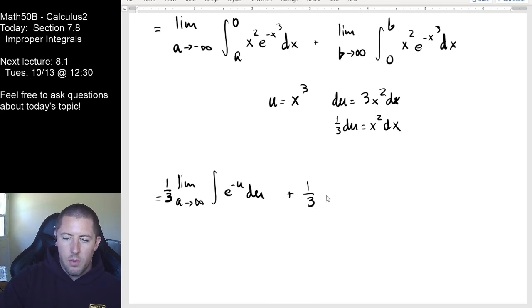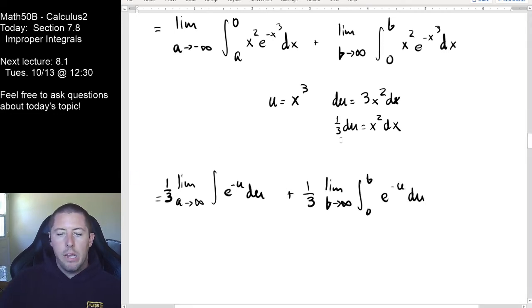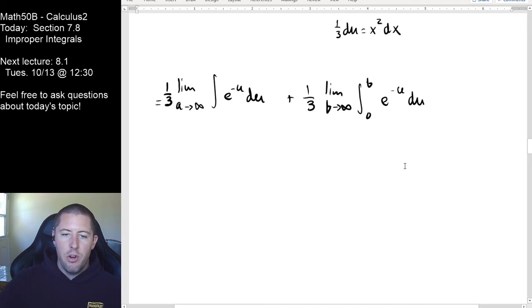Plus, similarly, the 1/3 is going to be there. Limit as b goes to infinity of the integral from 0 to b of e to the negative u du. Same thing. And now we can go ahead and evaluate our limits, then do the integrals, right? It's always good to save the limits. Oh, wait, sorry, I think I said that backwards. We can now do our integration and then hit them with the limits that are appropriate here.